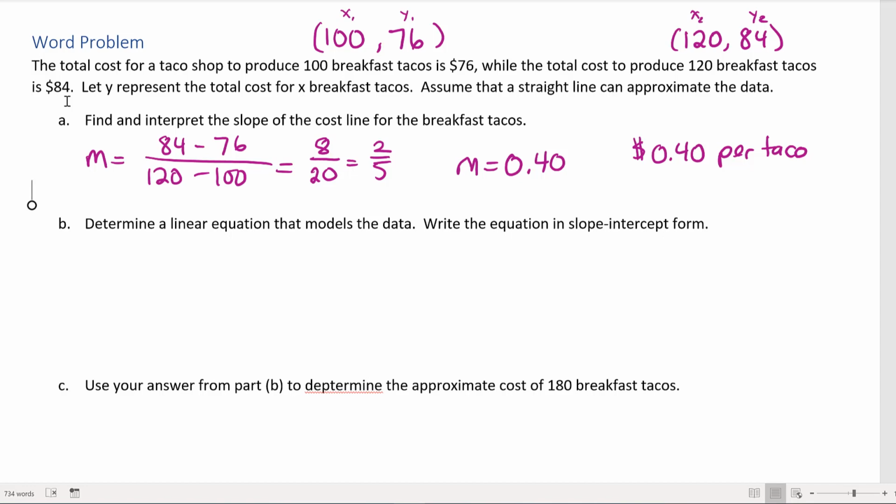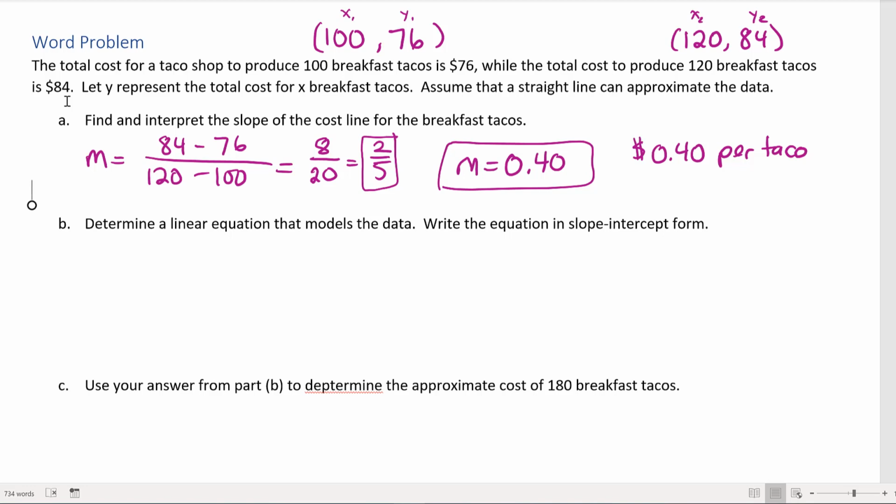Probably buying in bulk there to get the cost down so much. So that's what that means, okay? Now you could also use 2/5 or 0.40. In this case, when we're talking about money, probably 0.40 may make a little bit more sense. Determine the linear equation that fits the model. Write the equation in slope-intercept form.